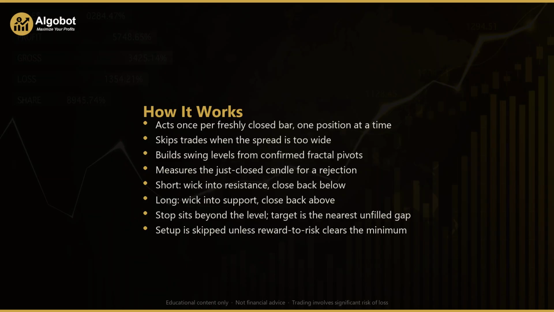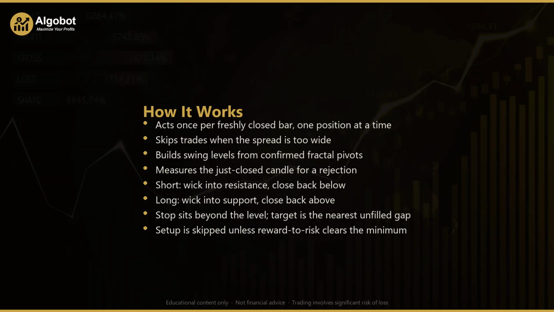The expert advisor only acts once per freshly closed bar, so it ignores the noise inside a forming candle. Before doing anything, it makes sure there is enough history to scan, confirms there is no position already open for its magic number, and checks that the spread is not wider than the maximum you allow. Next, it measures volatility. It sums the high minus low range of every candle in the lookback window and divides to get a plain average candle range. This single number scales three thresholds: the touch zone, the stop buffer, and the minimum gap size.